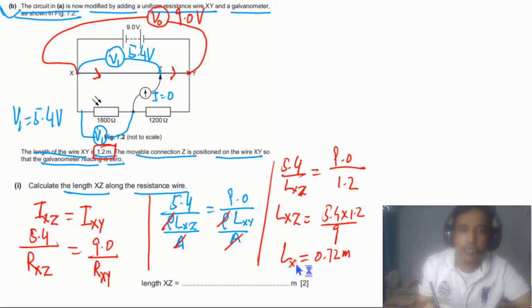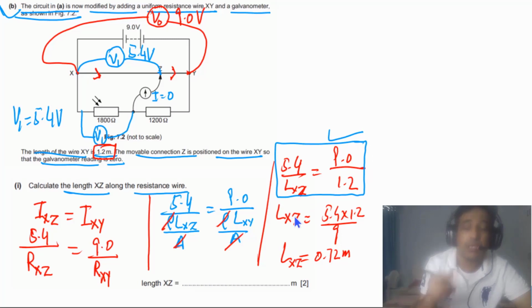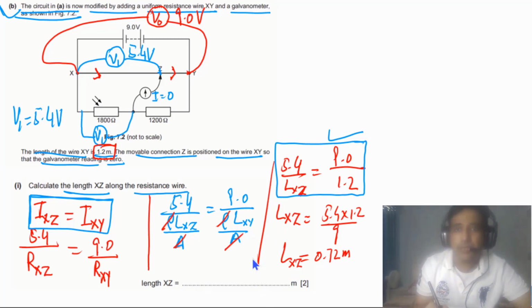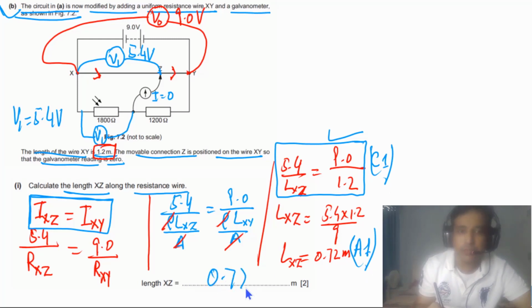So this is LXZ. I have explained this in detail so you can have a better understanding of why we use this formula. Otherwise I could simply start from here, plug in values and find the answer. So this is what you need to understand, why we did it like this. As current is the same in the wire, we can write current is equal to V by R, and then we can solve to get the value of XZ. And this question has 2 marks. The first mark you will get if you have written this step, and if you have got the right answer you will get 2 marks. So the final answer is 0.72.